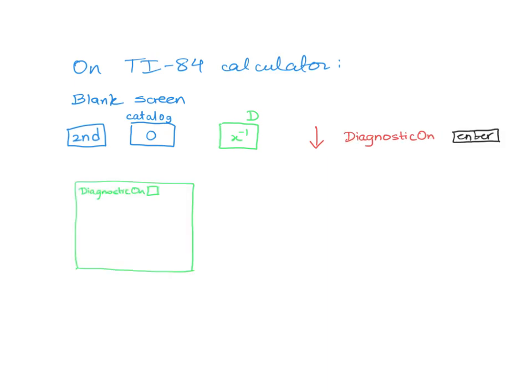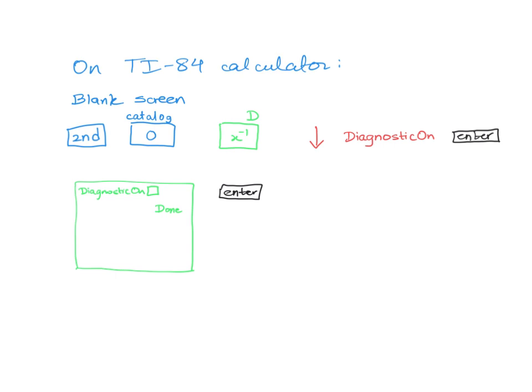And then hit enter when you're next to Diagnostic On, and now you'll get out of the catalog and it'll now say Diagnostic On, and you'll have your flashing cursor, and you're going to hit enter one more time. And after you hit enter one more time, the calculator should say done, and now we are ready to do what we need to do with the linear regression.